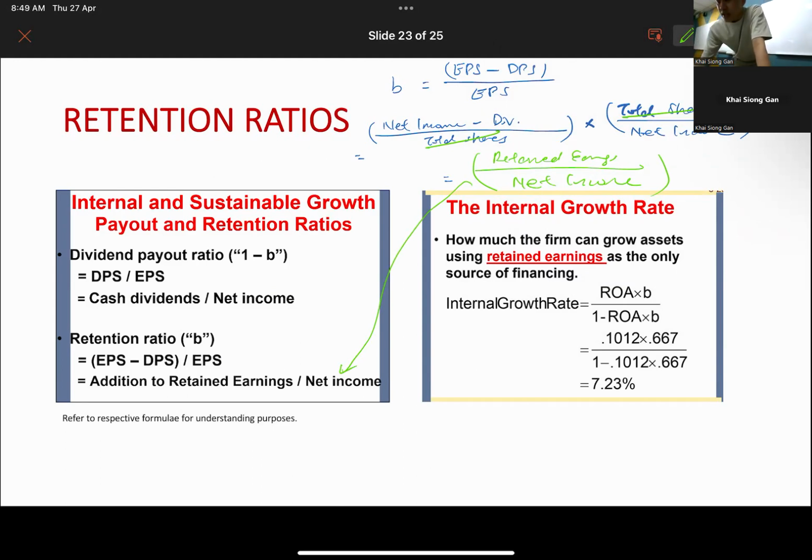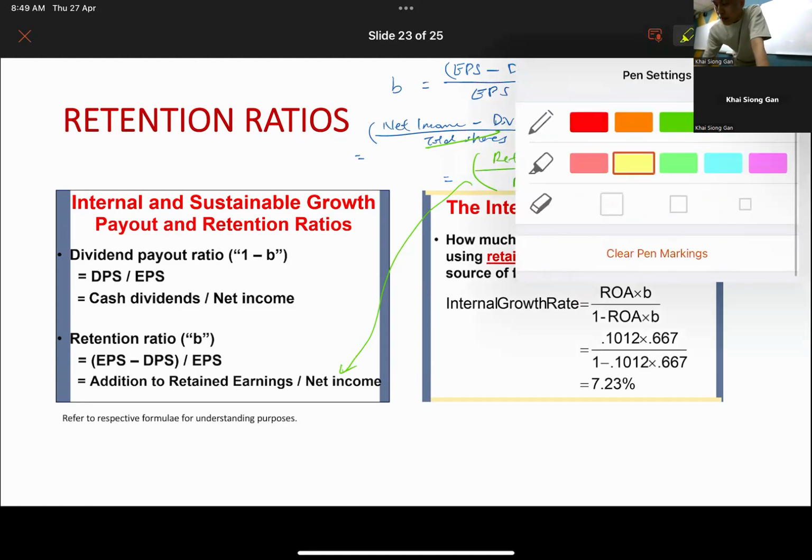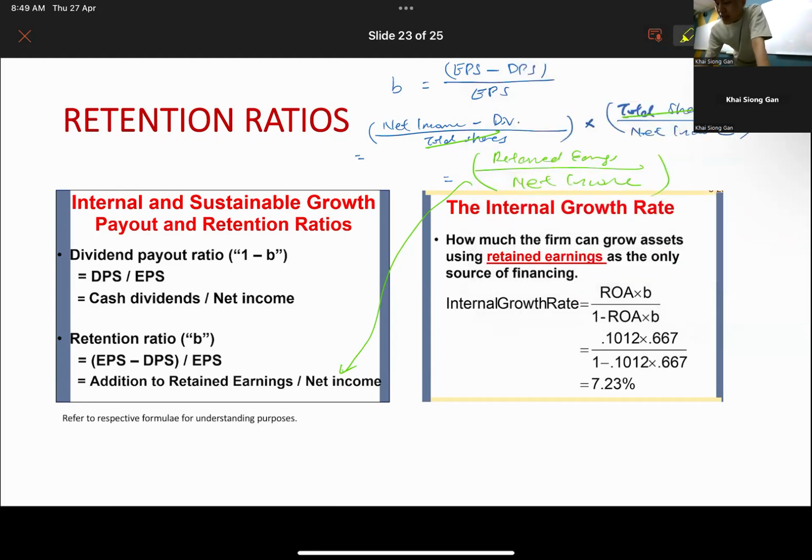Okay, what you need to focus on is the right hand side, this one, the internal growth rate. That means that now you use your retained earnings to fund your assets. Retained earnings is b. So you use the retained earnings to fund your assets. That's basically what we call internal source of finance, internal growth rate. So b is your retained earnings, and you put it into this formula.